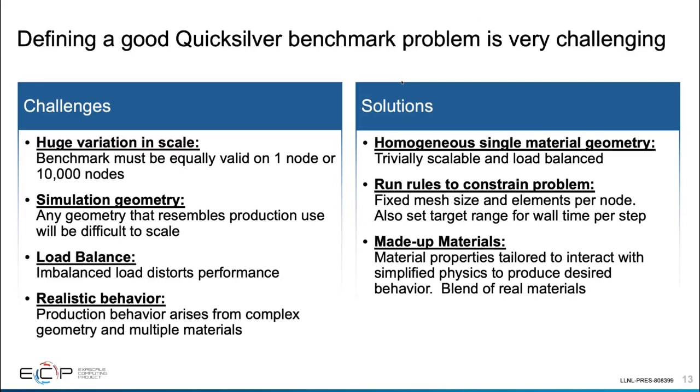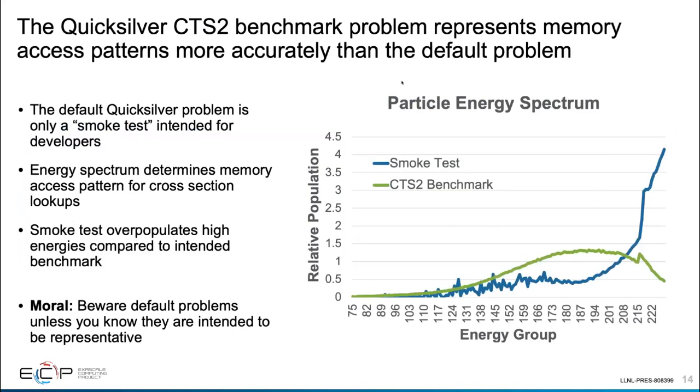Now, as one measure of our success in doing this, I'm showing here a graph of the particle energy spectrum for two different problems. The blue line here is the default Quicksilver problem. And the issue we see with that energy spectrum is a very large number of the particles are all in the very high energy groups. That means that the access to the cross-section tables isn't well spread out. We're only seeing the high energy bins. That's not the right access pattern.